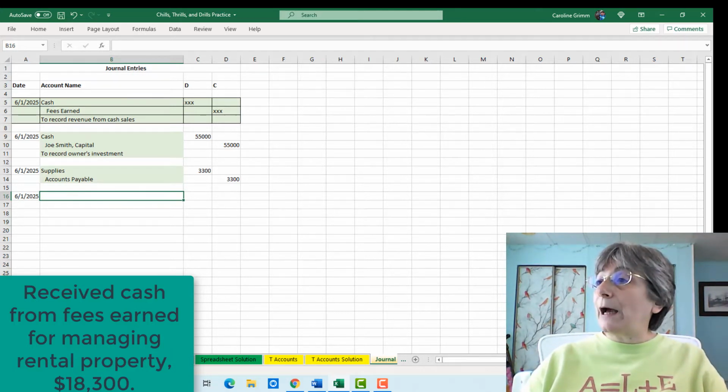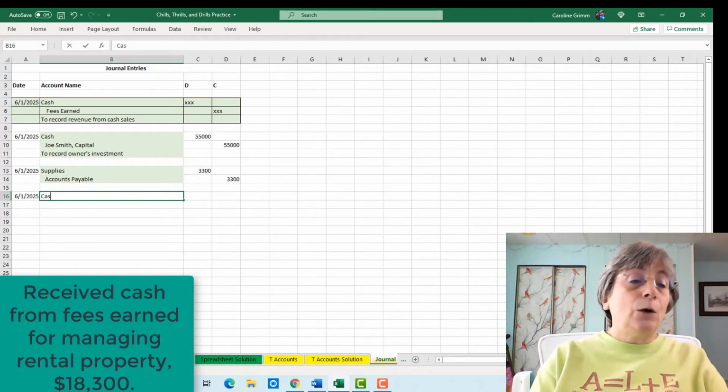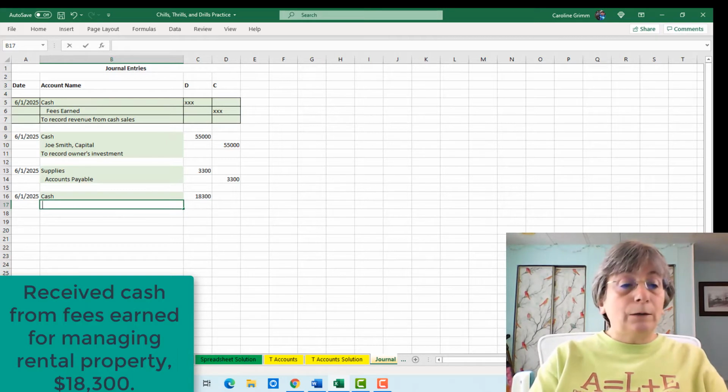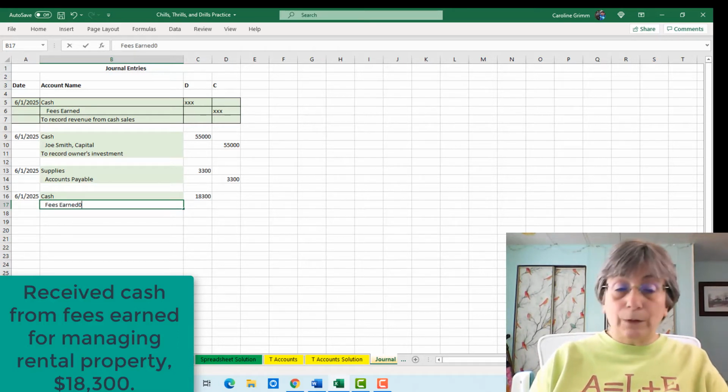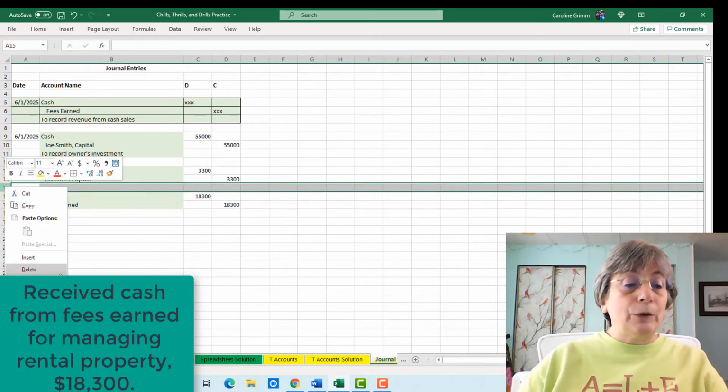We received cash. Woo, love that. From fees earned, $18,300. So what are we getting? We are getting an increase to cash of $18,300. And then we are indenting, and the other side of this will be our revenue account, fees earned. Whoops, fees earned-o. Earned-o. For $18,300. And you see that I already forgot to do something.